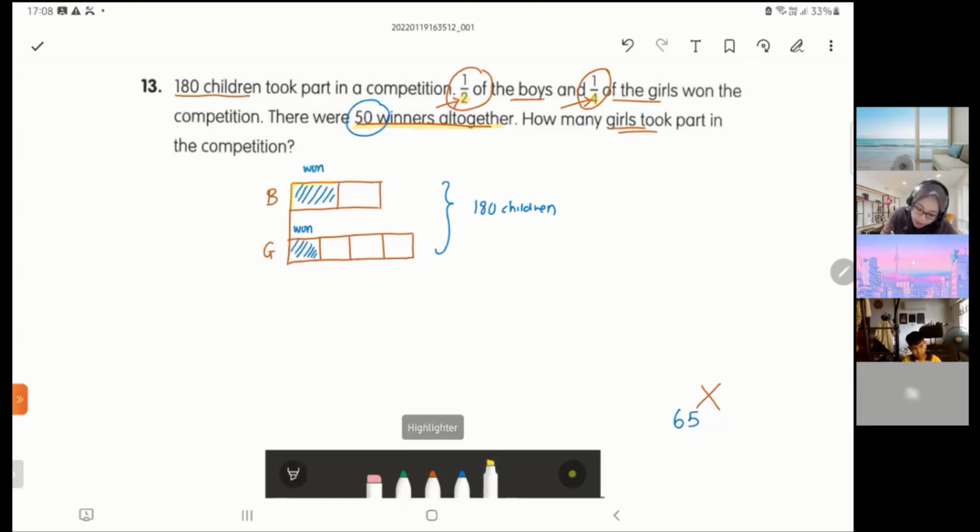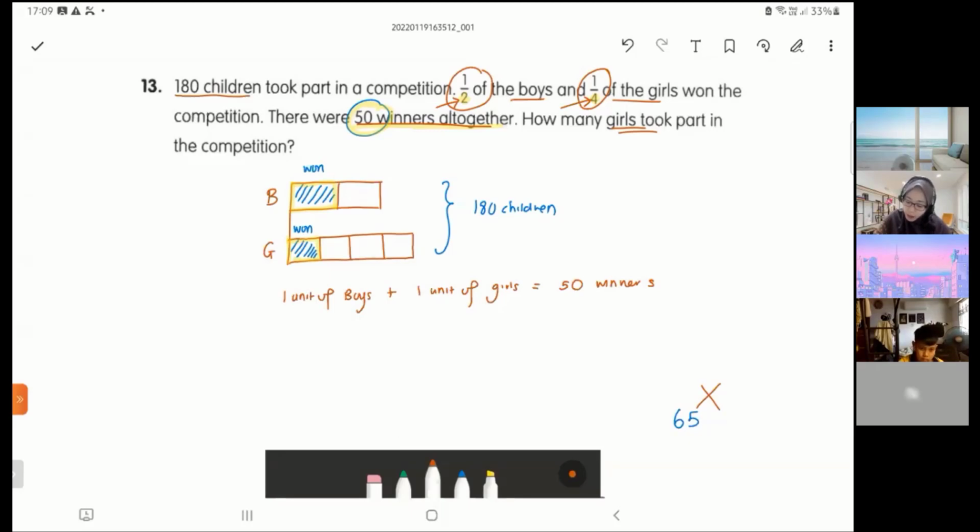1 unit of boys and 1 unit of girls will add up to 50. We're going to write that down. So 1 unit of boys plus 1 unit of girls equals 50. This is the 50 winners, right? Now what we are going to do is find out 2 units of boys. So we are going to find out the total number of boys first.